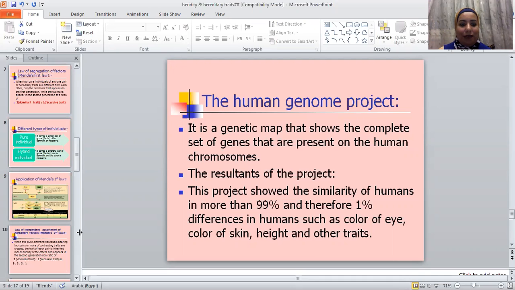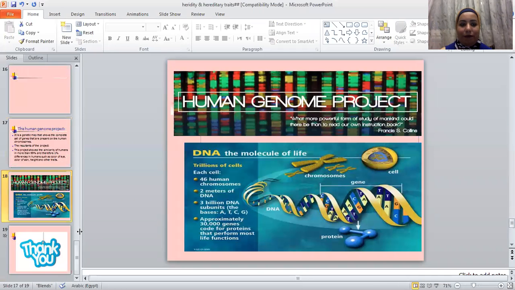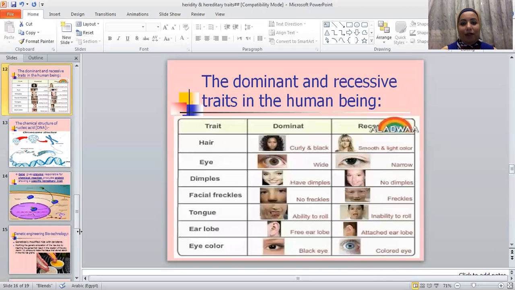Okay, we have dominant and recessive traits of the human being. For example, curly and black hair is a dominant trait. Smooth and light color hair is recessive. Wide eye is a dominant trait. The narrow eye is recessive. Having dimples is a dominant trait. No dimples is a recessive trait. No freckles is a dominant trait. Freckles is a recessive trait. They are opposite to each other.